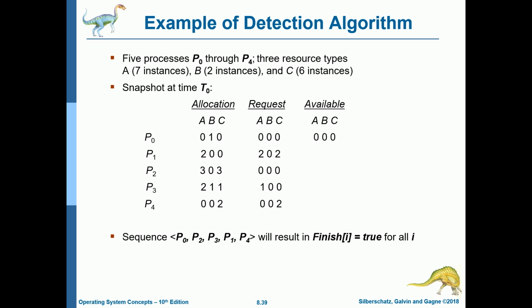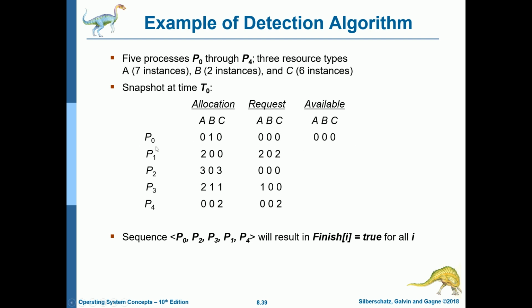Now we're about to run this algorithm, but we do have to point out something. We do not calculate the matrix need for the detection algorithm. We simply run this based on the allocation, the request, and the available. Running through this, does this snapshot indicate that the system is in a deadlock? Well, let's check.